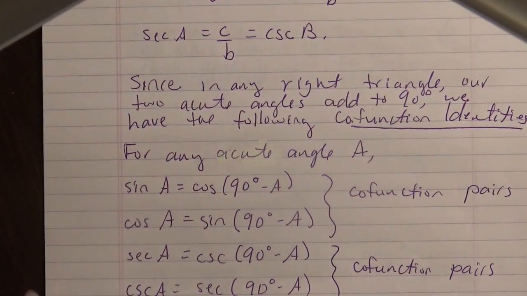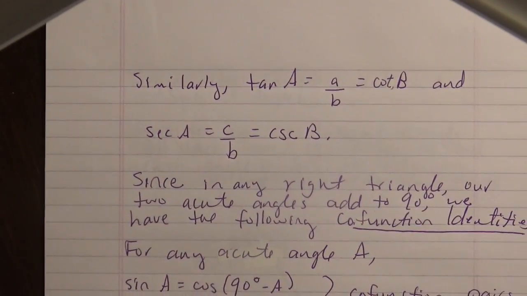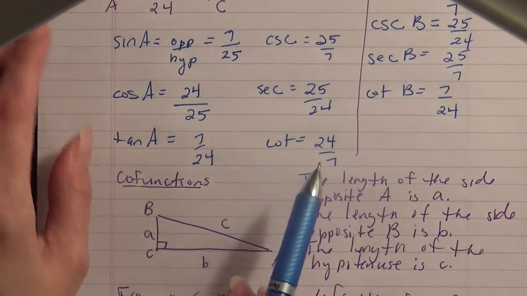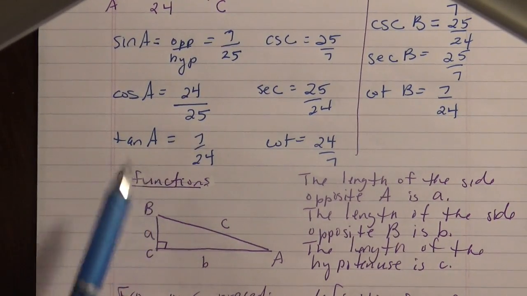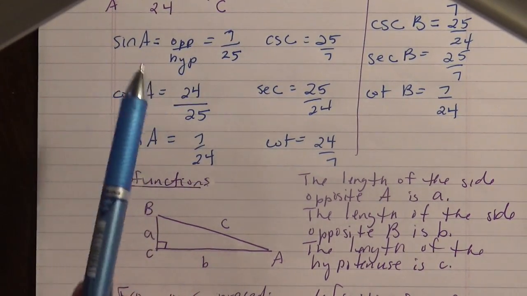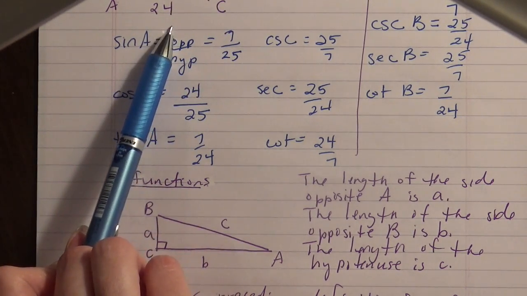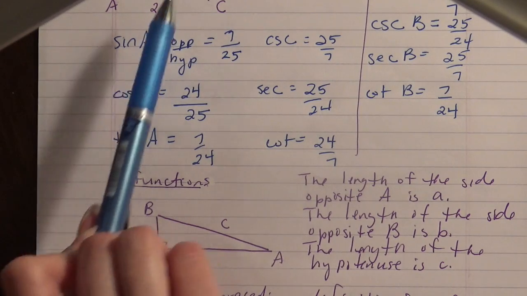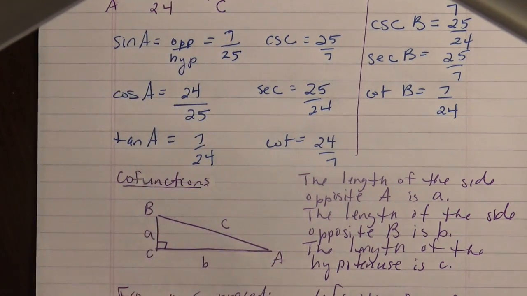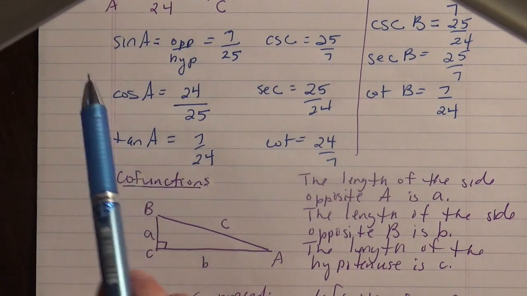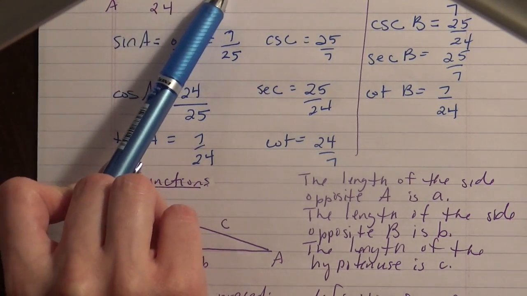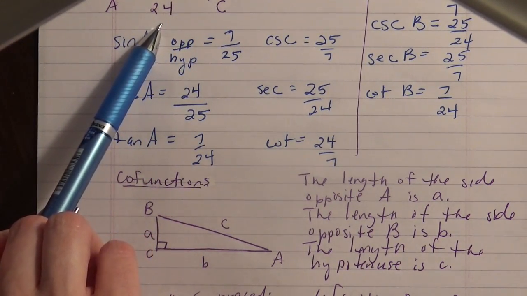We can say the same thing about tangent. Tangent of angle A. Go back and look at the example. Tangent of angle A was opposite over adjacent, 7/24.